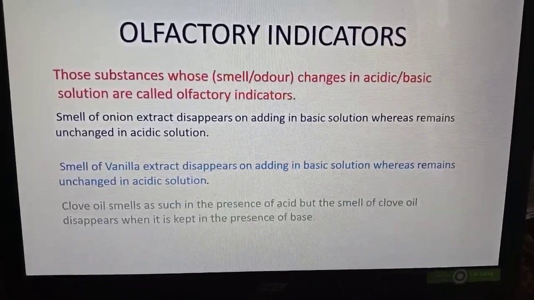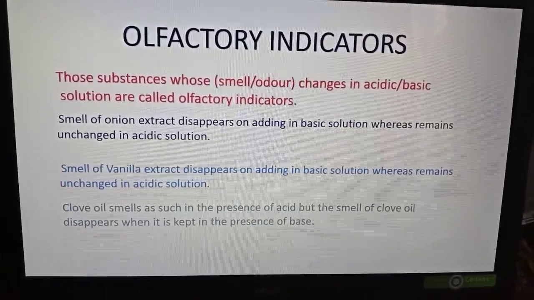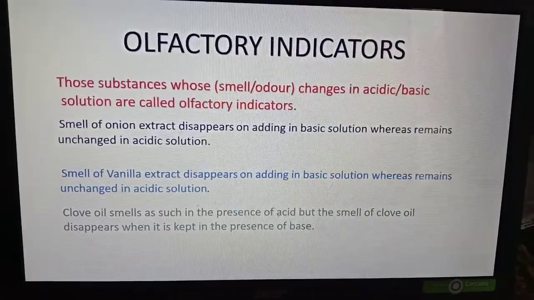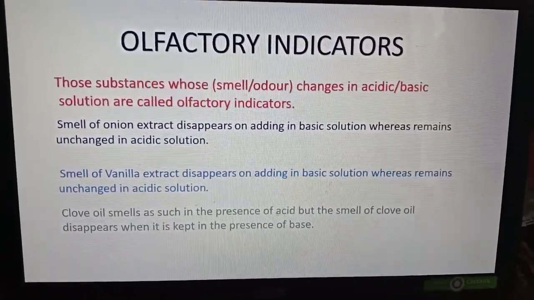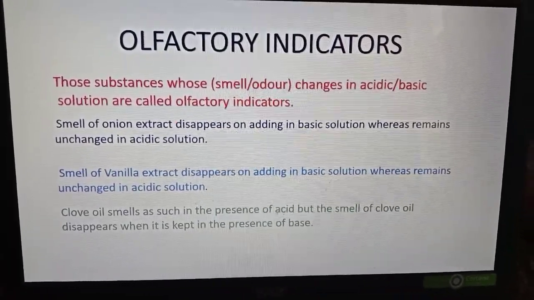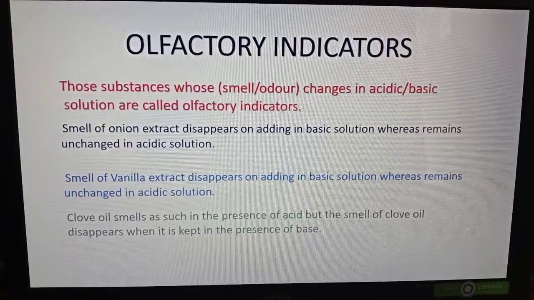Third olfactory indicator is clove oil. Clove oil smells as such in presence of acid, but the smell of clove oil disappears when it is kept in basic solution. So children, these all are the indicators we have learned.